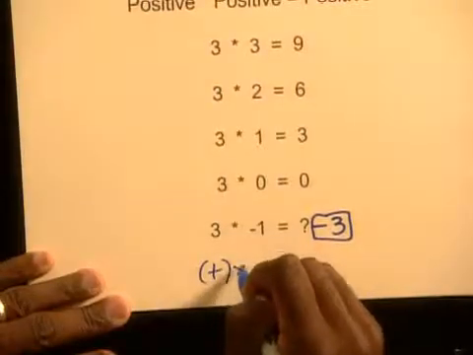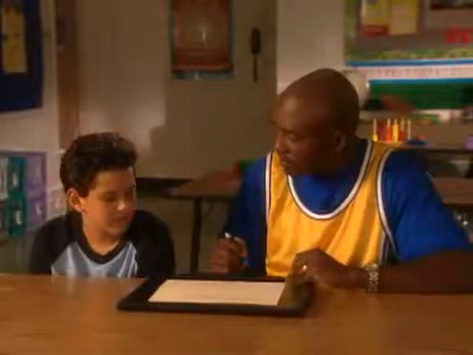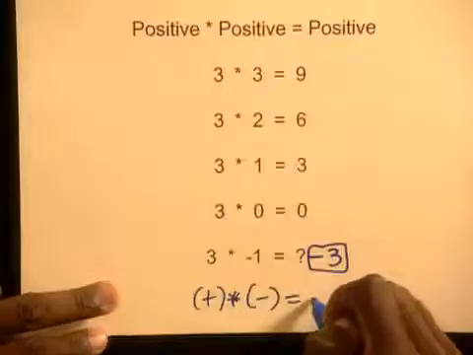Check this out. A positive number multiplied by a negative number gave us what type of answer? A positive, or a negative? A negative answer. You got it.